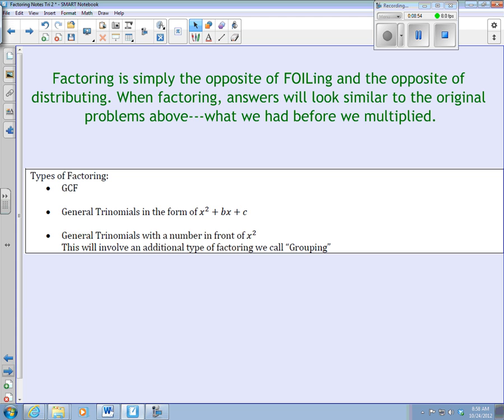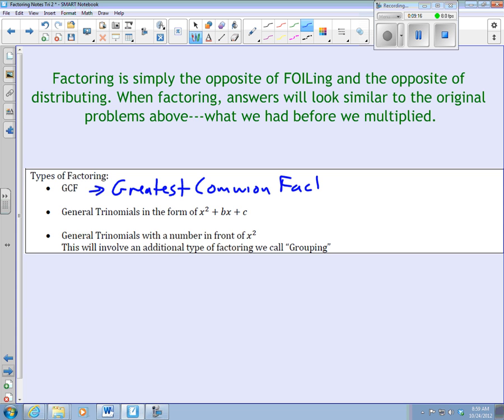Factoring is simply the opposite of foiling. It's the opposite of simplifying or multiplying, if you will. When factoring, answers will look similar to the original problems above, the problems that we just did. GCF, this is greatest common factor. In other words, what can you take out of all the terms in your expression?